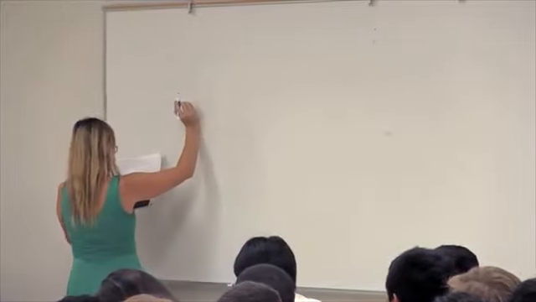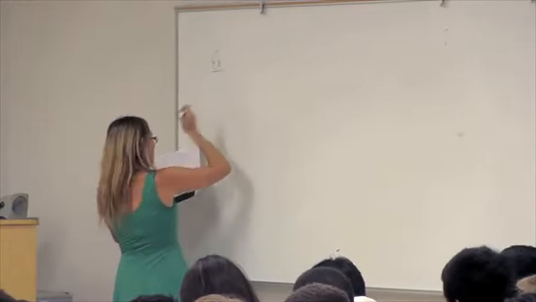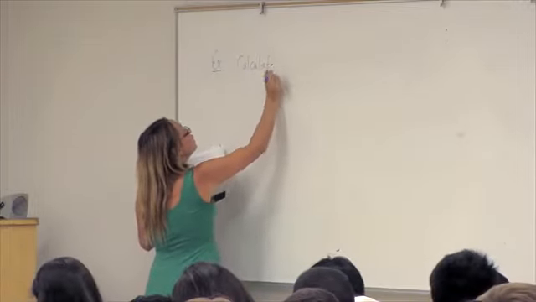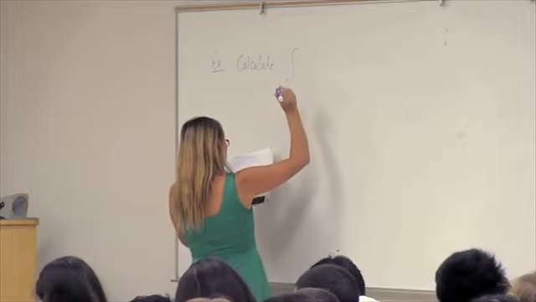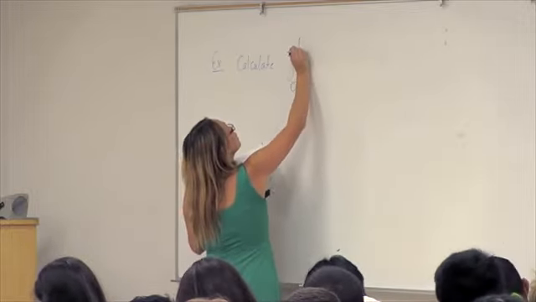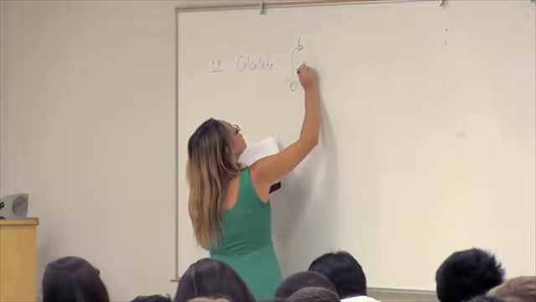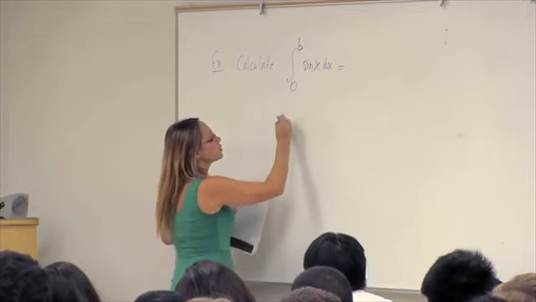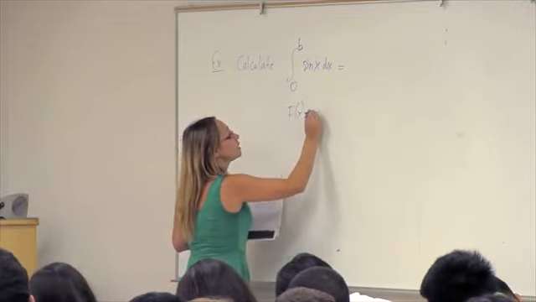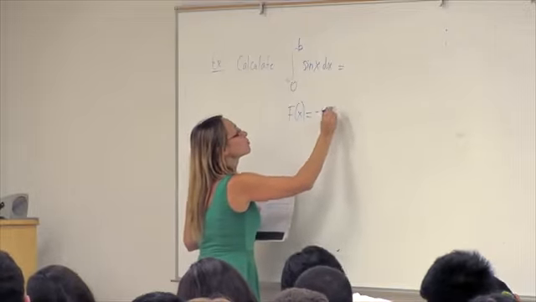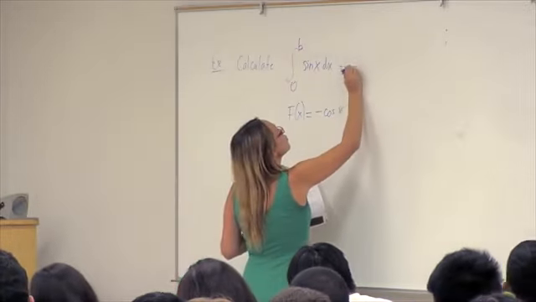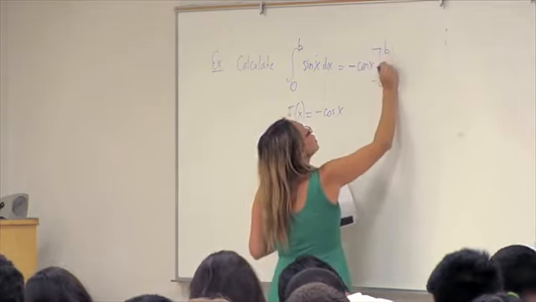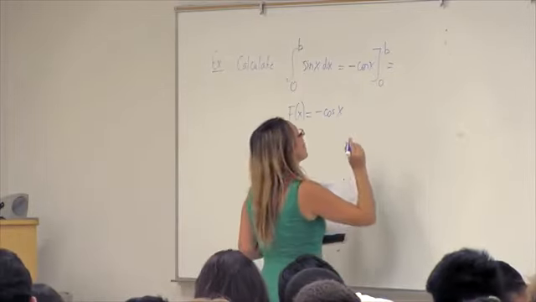Calculate the integral between 0 and b of sine x dx. Okay, so the antiderivative is negative cosine, right? So we have negative cos x from 0 to b.